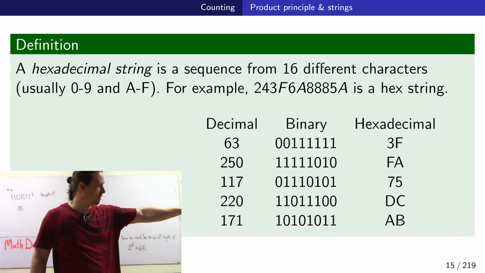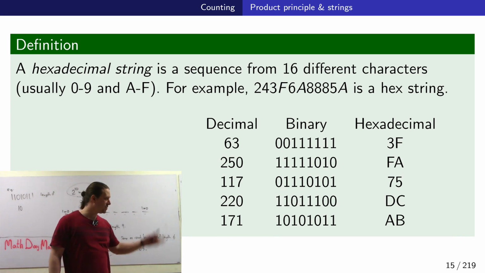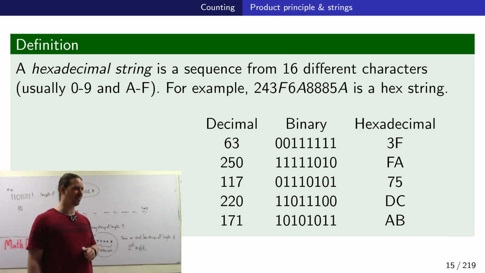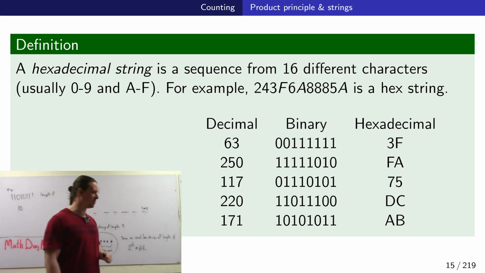So that number there, 2, 4, 3, F, 6, A, and so on. If I'm not mistaken, that is the first so many digits of pi in hexadecimal. You can check that. I don't remember exactly off the top of my head if that's right or not. And what does that even mean? Don't worry too much about it. We'll just look at hexadecimal strings.